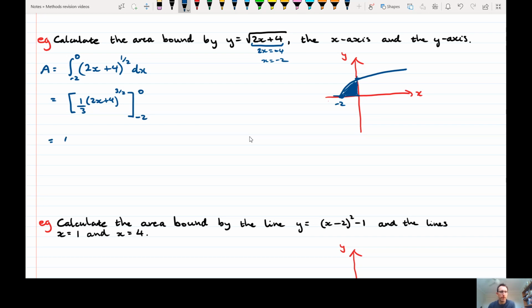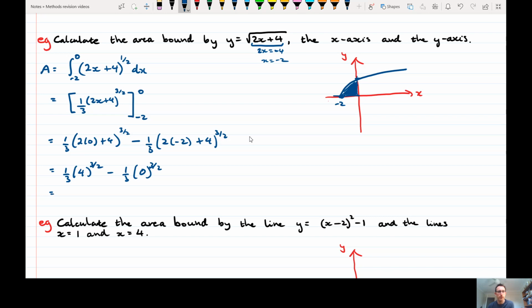Now I'm going to substitute 0 in, so 1/3, 2 times 0 plus 4 to the power of 3/2, minus 1/3, 2 times -2 plus 4 to the power of 3/2, like that. That gives you 1/3, 2 times 0 plus 4, you get 4 to the power of 3/2, minus 1/3, 2 times -2 is -4, plus 4 is 0, so 0 to the power of 3/2. And then you simplify that there.